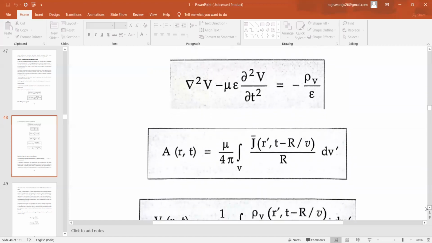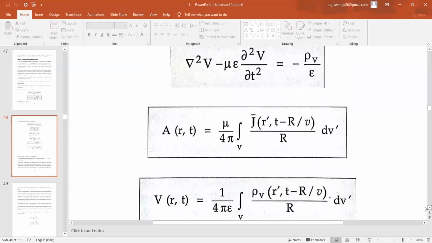So del square V minus mu epsilon d square V by dt square equals minus rho V by epsilon. This is a very important empirical relation to solve the retarded potentials in our antenna wave propagation. So from this example, we are establishing two retarded potentials, which are in A form and B form.